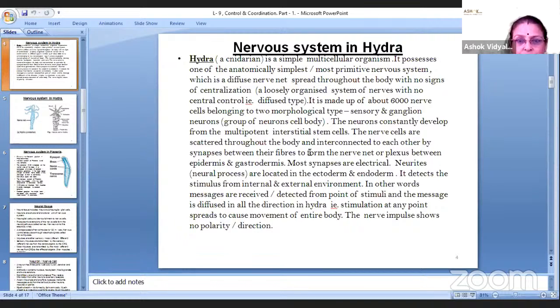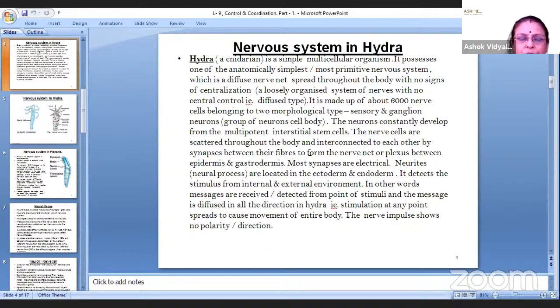It is a group of neurons, cell bodies. That is a cycle. The neurons constantly develop from the multipotent interstitial stem cells. So these neurons develop continuously from the multipotent interstitial stem cells, right? The nerve cells are scattered throughout the body and interconnected to each other by synapses between the fibers to form the nerve net or net plexus between epidermis and gastrodermis.